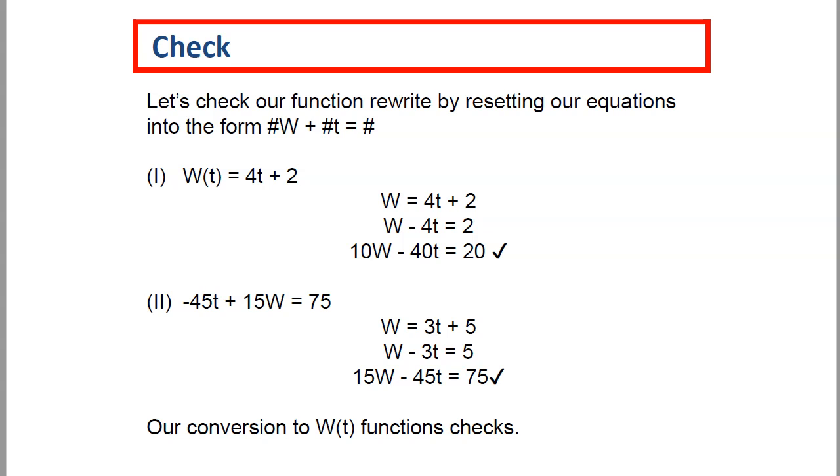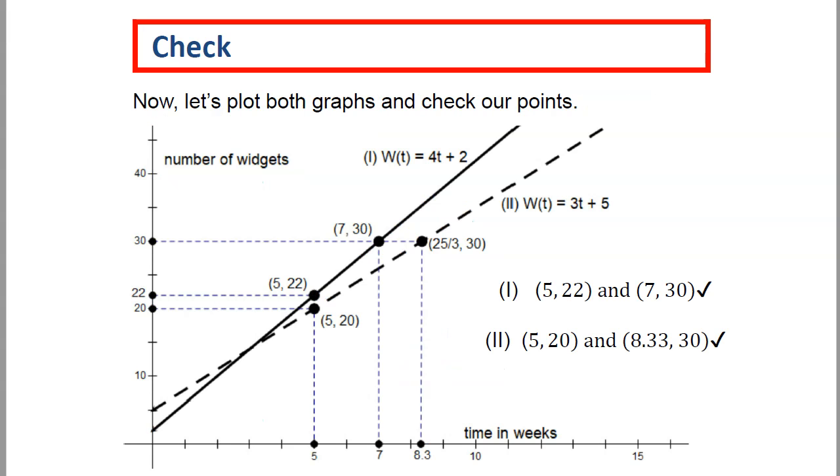Let's check our work. Let's check that our function rewrite actually resulted in our original equations. Our first function is W of T equals 4T plus 2. If we multiply everything by 10, we get 10W minus 40T equals 20, so that checks. Our second equation, we had W equals 3T plus 5. If we subtract the 3T to the other side and multiply everything by 15, we get 15W minus 45T equals 75, which again checks and matches our original equations.